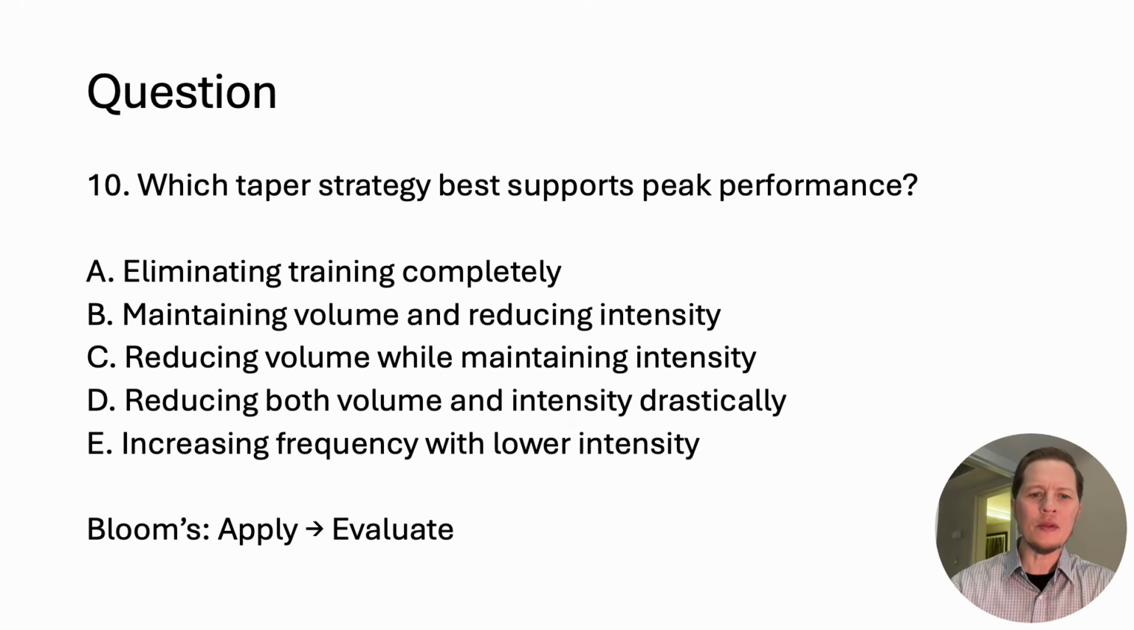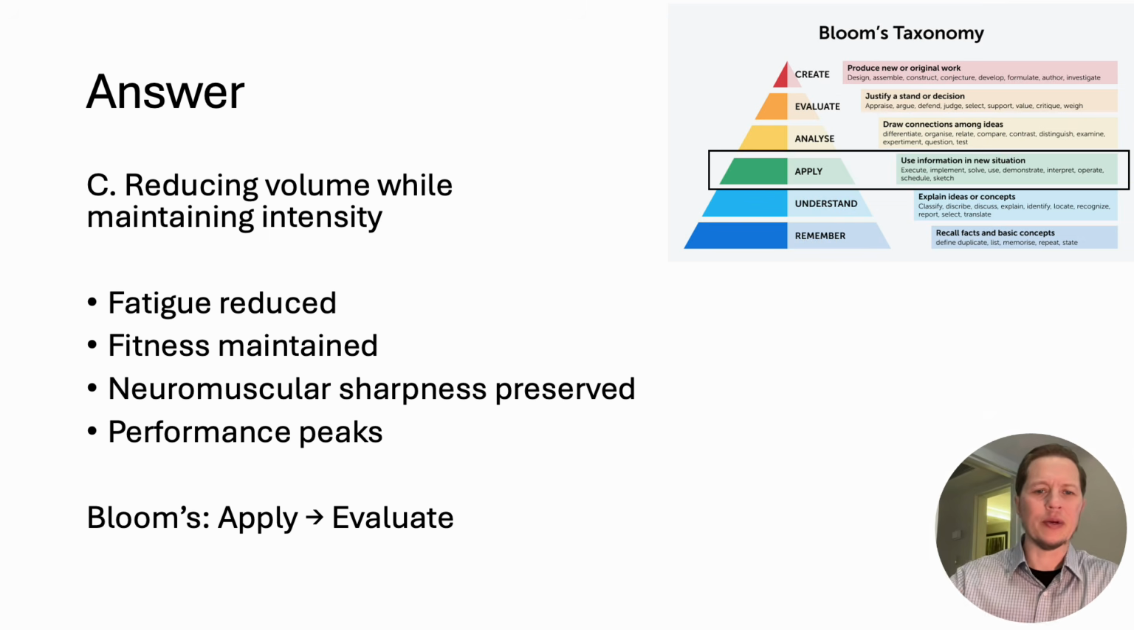And question 10, which taper strategy best supports peak performance? Is it A, eliminating training completely? I've done that many times. B, maintaining volume and reducing intensity. C, reducing volume while maintaining intensity. D, reducing both volume and intensity fairly significantly or drastically. Or E, increase frequency with lower intensity. And this one's kind of an interesting one. It starts kind of at level 3 and kind of brings you up as you think about it. It's actually that sweet spot of reducing volume while maintaining intensity, which does lower accumulated fatigue without necessarily sacrificing those physiologic adaptations, which does end up supporting optimal performance.